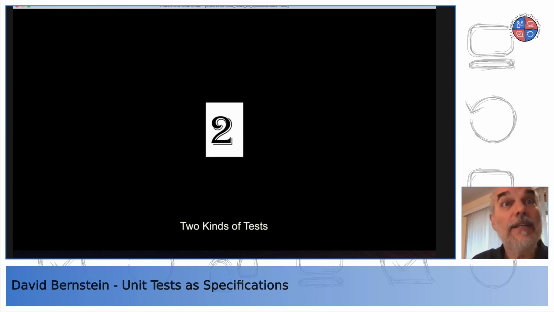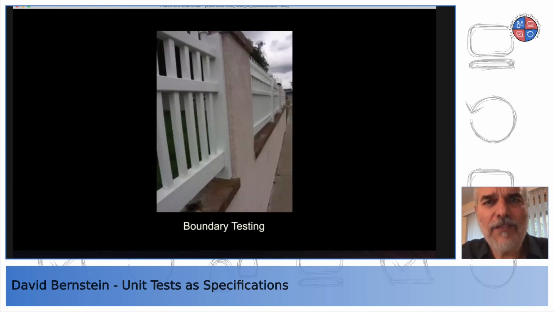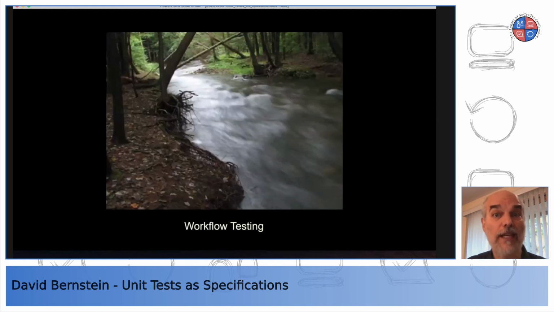There are 2 kinds of tests. We call them workflow tests and boundary tests. We've been talking about boundary testing, which is validating values for parameters, return values, things like that. But there's also workflow tests, which test a workflow, a sequence of events. And we do this through mocking using test doubles. Okay. And we're not talking about that today.